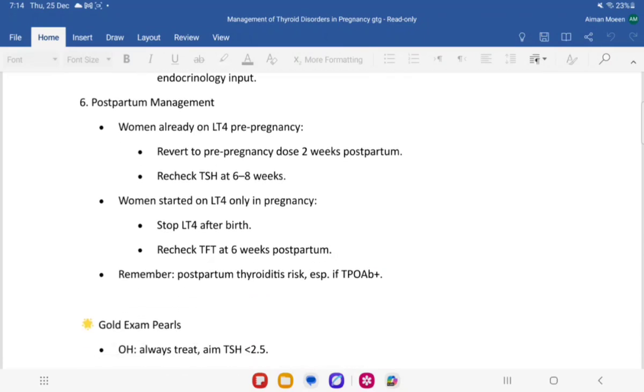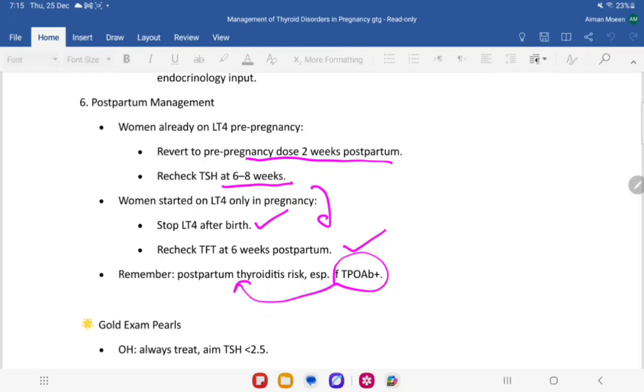Now when the woman has delivered, those who were already on levothyroxine pre-pregnancy need to revert to the pre-pregnancy dose within 2 weeks postpartum. Okay, within 2 weeks postpartum. And then recheck TSH at 6 to 8 weeks. But those who started levothyroxine in the pregnancy stop at birth and recheck TFTs at 6 weeks postpartum, because those women who have positive thyroid peroxidase are at risk of postpartum thyroiditis. Okay.